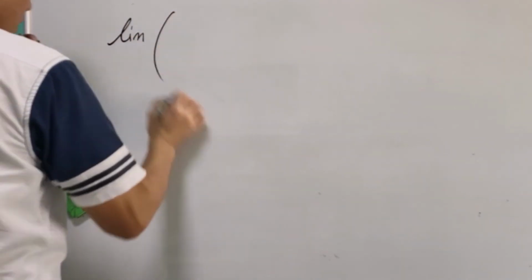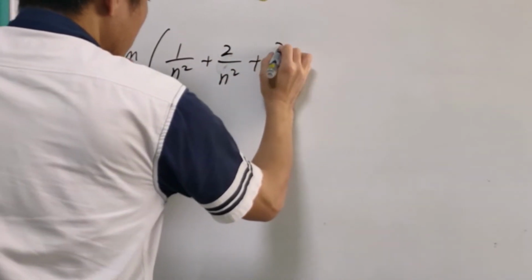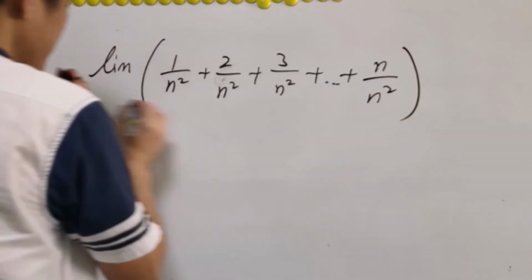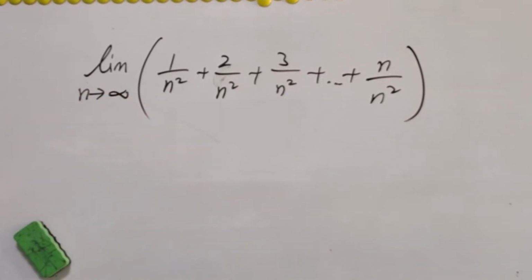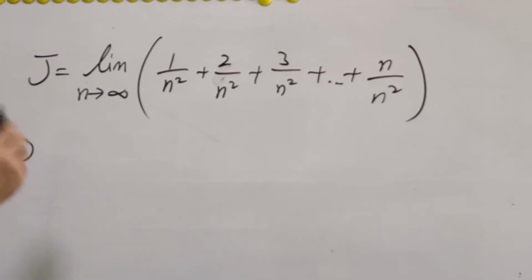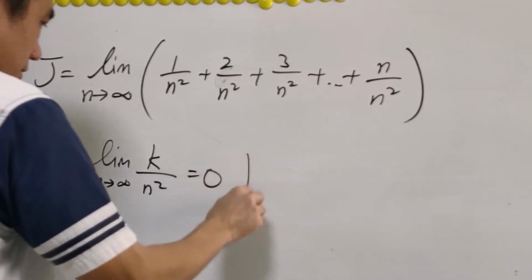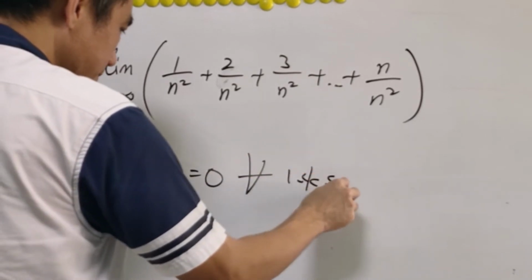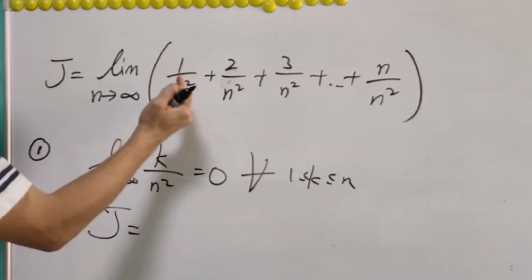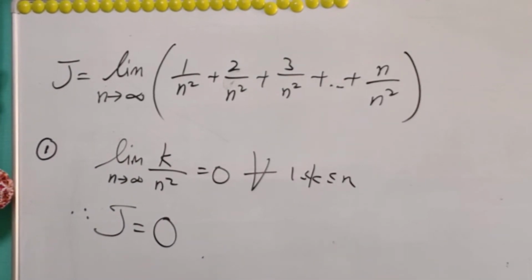Example: the limit of 1 over n squared plus 2 over n squared, 3 over n squared, and so on until n over n squared, where n tends to infinity. Call this limit j. The first method of doing this is, because each of the limits is equal to 0 for all k between 1 and n, j will be the summation of all 0 and therefore equals 0. Do you agree with this argument?